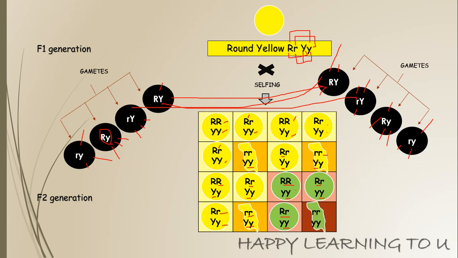And the final combination of this is with this, where you have both small r and both small y. So in this case, the seed shape will be wrinkled and color will be the recessive green color.